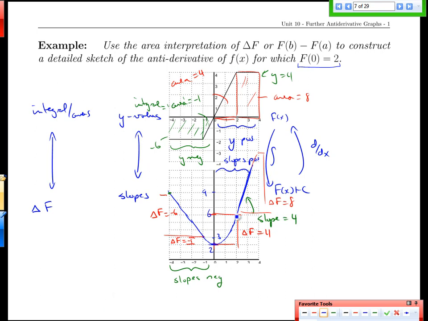So we could trim a lot of this information off. It's put in here mainly for teaching purposes. The key thing again is always that y values translate to slopes and integrals translate to the changes in the y values in the antiderivative graph.